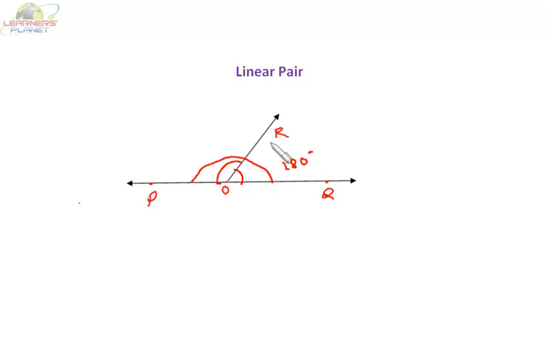That means angle ROP plus angle ROQ is 180 degrees. That means this angle plus this angle is this complete angle. So angle ROP plus angle ROQ is 180 degrees and we call them a linear pair. That means angle ROP and angle ROQ are a linear pair.